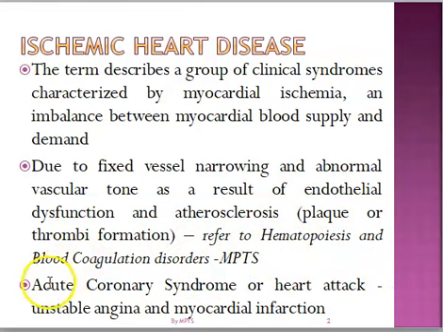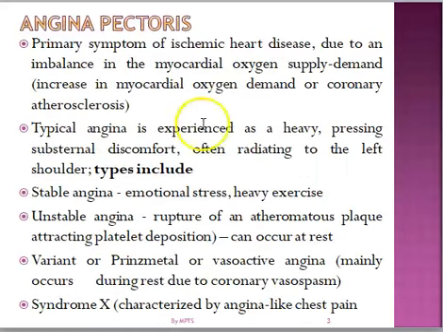Now, of course, the acute coronary syndrome is what we call heart attack. It includes unstable angina and the myocardial infarction. Now, remember, this is a short presentation, but in our preceding discussions, maybe when we reach therapeutics, we shall discuss the pathophysiology. Now, let's look at angina pectoris.